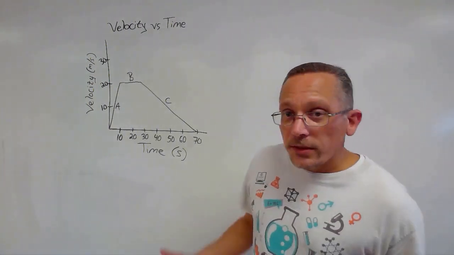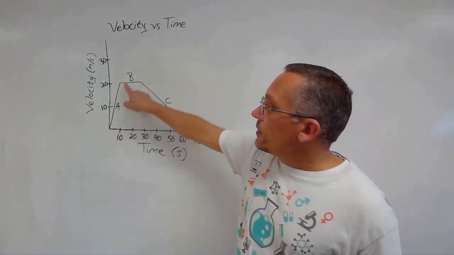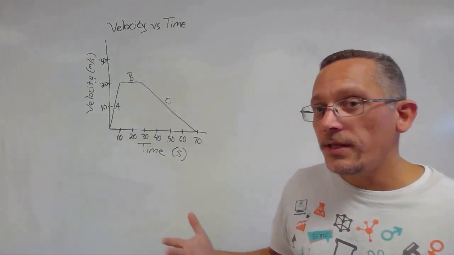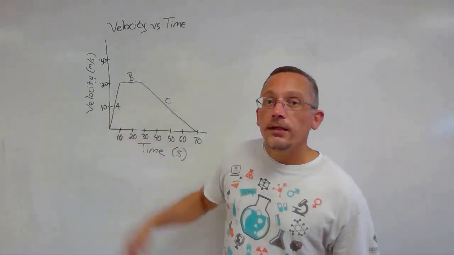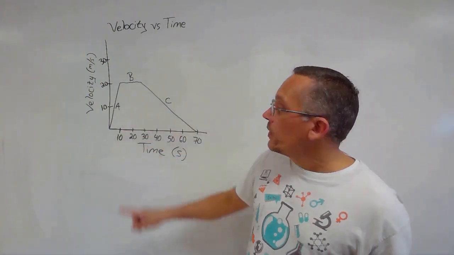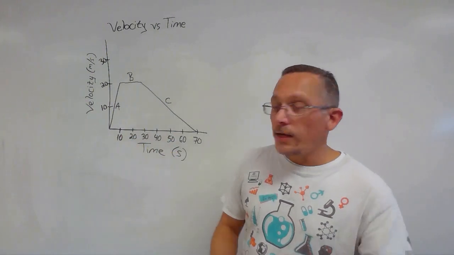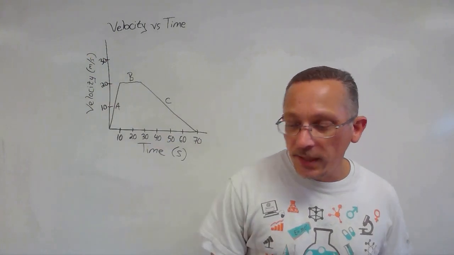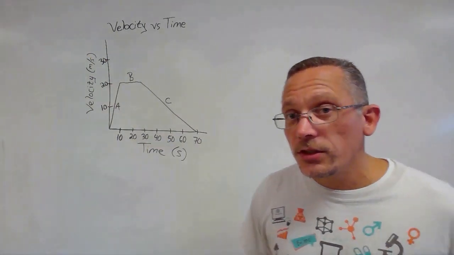Now, let's look at some of the other ones. What does it mean in section A here? We can see that my line is going up. So what does that mean? That means my velocity is changing. The velocity is going up over time. So in these 10 seconds, my velocity went from 0 to 20 meters per second. Was the position changing?